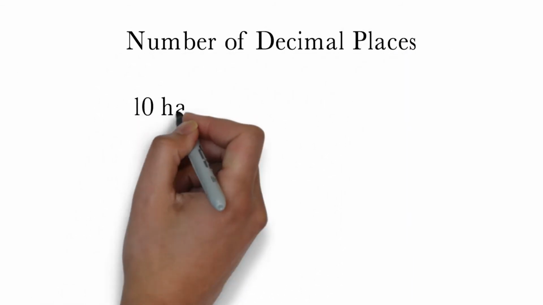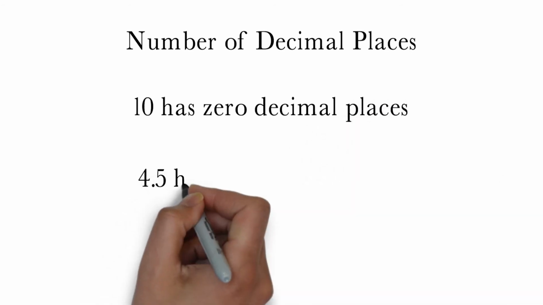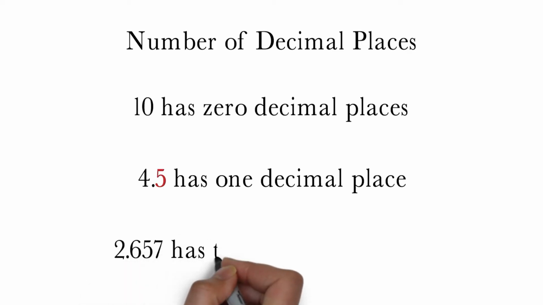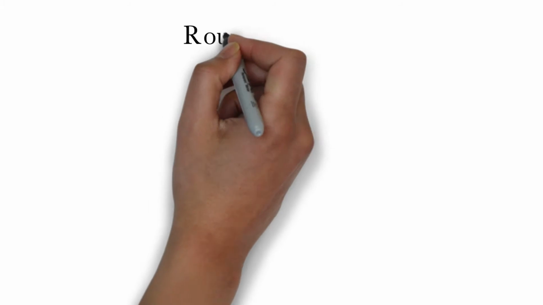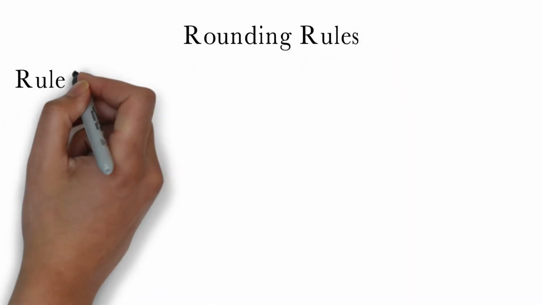For example, 10 is a whole number and has 0 decimal places. 4.5 has 1 decimal place, and 2.657 has 3 decimal places. Let's apply this rule in some examples, but first we will quickly review some rules for rounding.